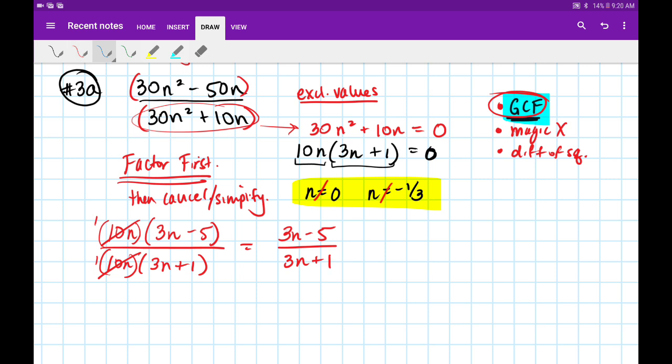Now, again, people will be tempted to cross out these 3n's here, but that's not allowed because they're not factors right now. The plus and minus sign are prohibiting us from canceling them. And this is our final answer, our most simplified version, just 3n minus 5 over 3n plus 1.